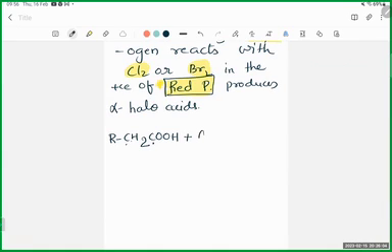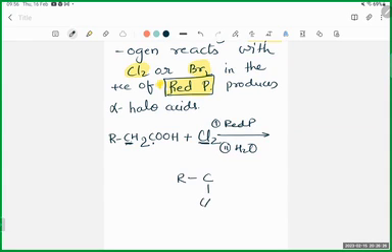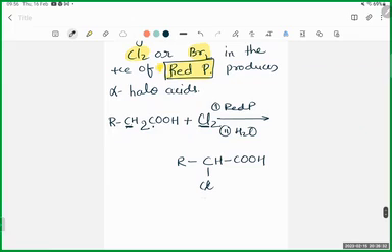This is reacting with chlorine; either chlorine or bromine, anything can be taken. But this has to be done in the presence of red phosphorus, followed by hydrolysis, and this will give the product alpha halo acid. It means the halogen will go to the alpha carbon, removing hydrogen from it. So the Cl gets attached over here, one H is displaced, and we get HCl as the product.